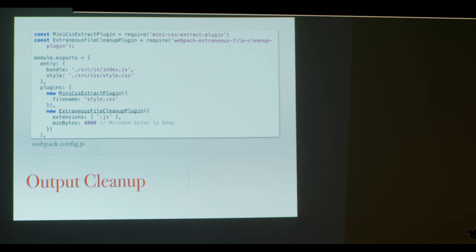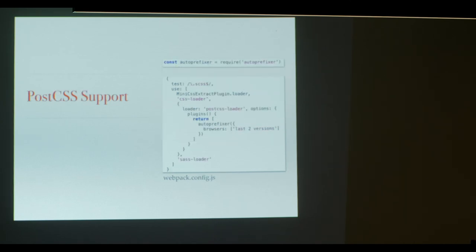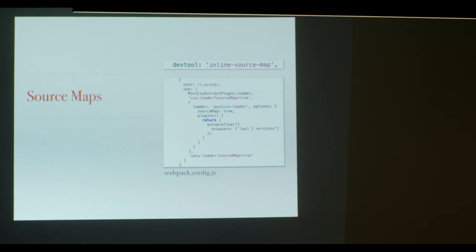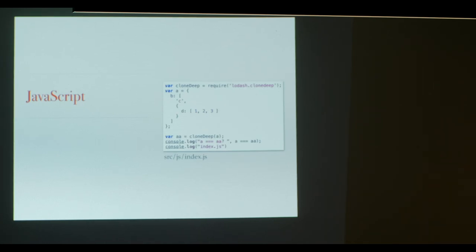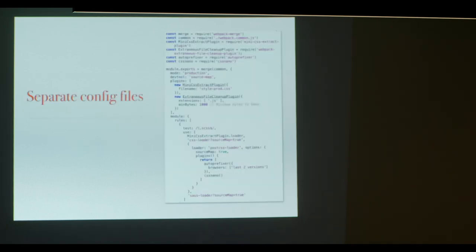We looked at cleaning up so we don't get that style.js file. Adding SASS support so that we could work with SASS, not CSS. PostCSS for browser prefixes, source maps so we can better understand where we make changes in our source for the browser, JavaScript, bringing things in, images, the URL loader and the source, specifying images in the source, but then Webpack creating the hashed file or the inline data URL, and we talked about development versus production with separate configuration files. Anybody have questions about any of that?